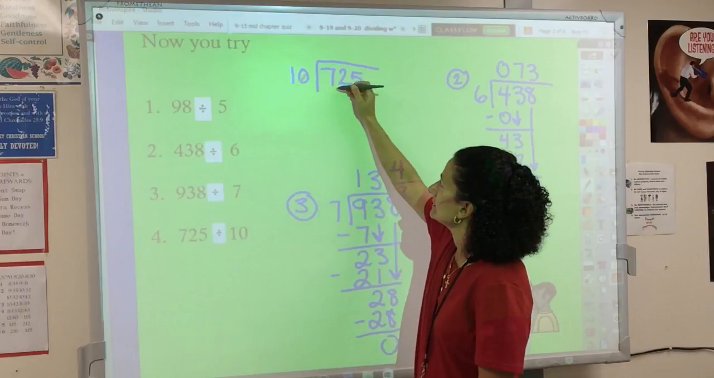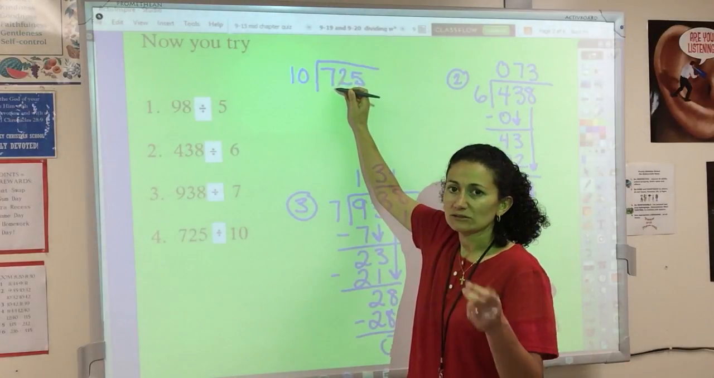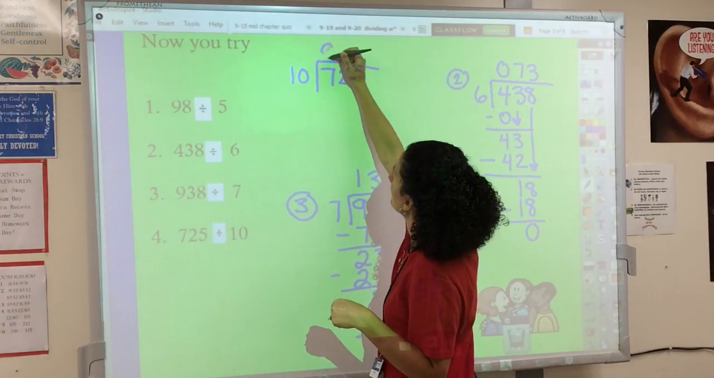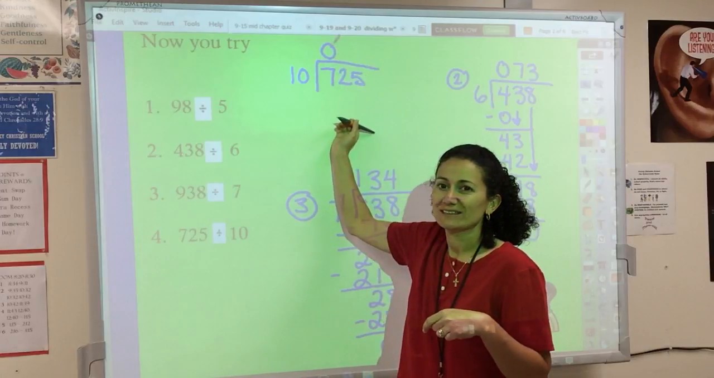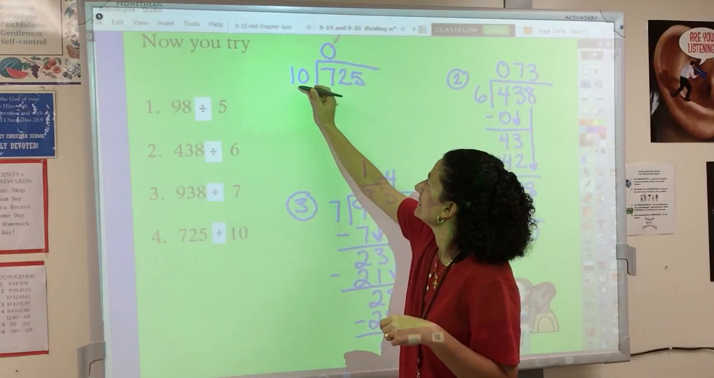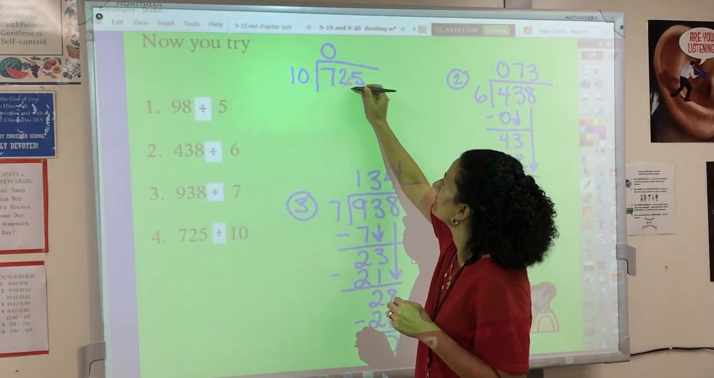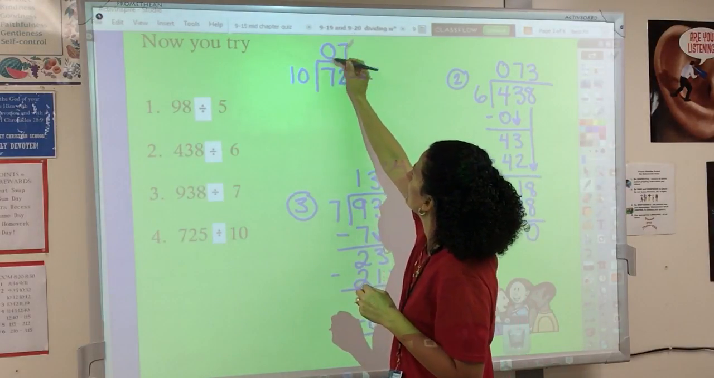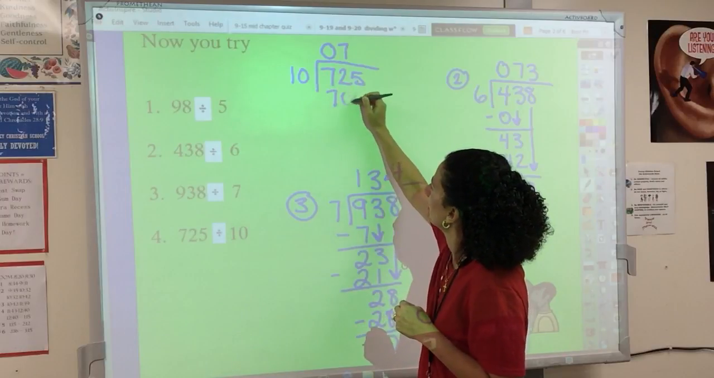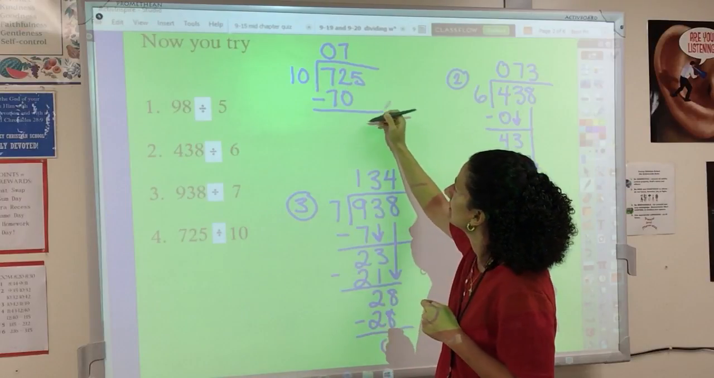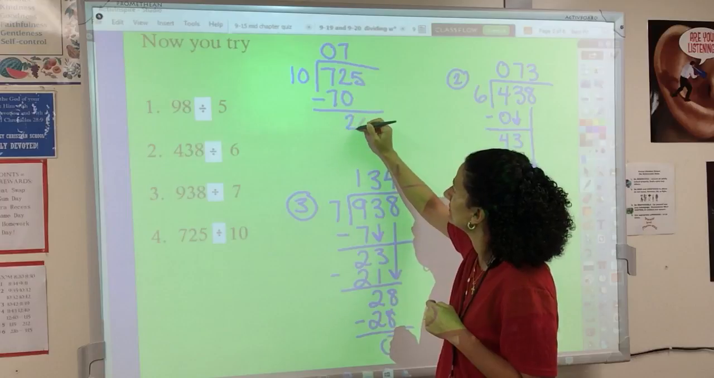Okay, 10 divided into 7. Well, 10 doesn't go into 7, so we're going to have to put a 0 here. Do you remember the shortcut? Let's try it. 10 into 72. 10 goes into 72 7 times, because 7 times 10 is 70. Now I subtract. I get a remainder of 2.